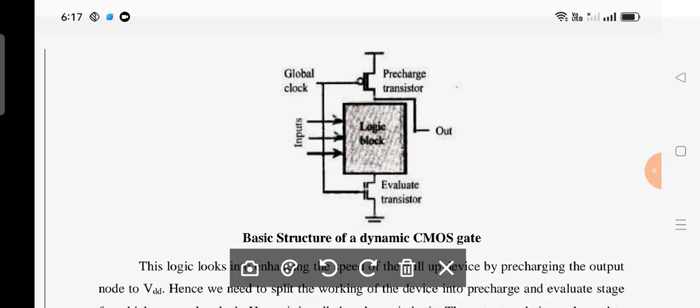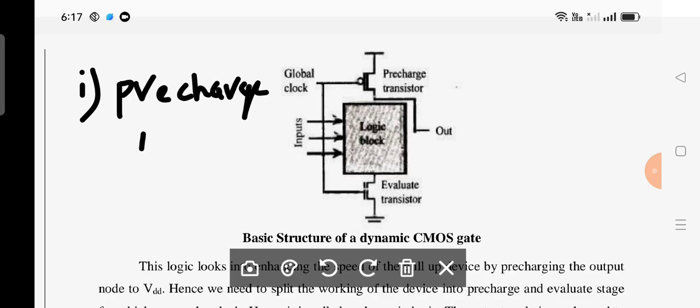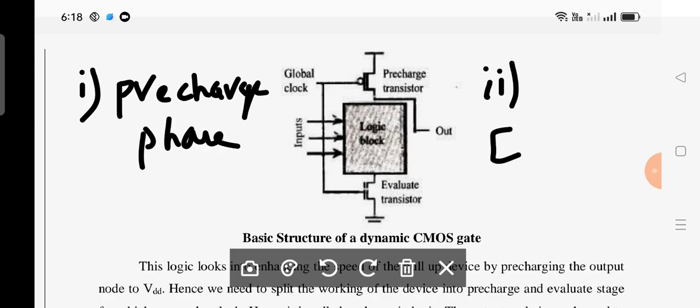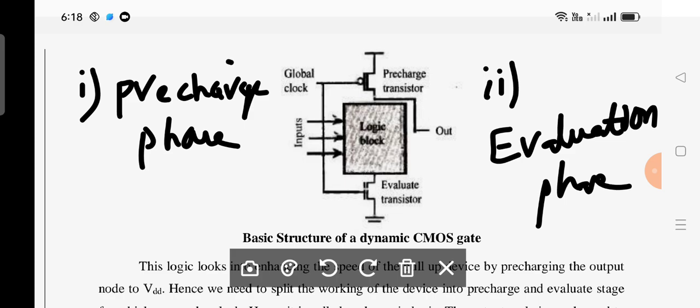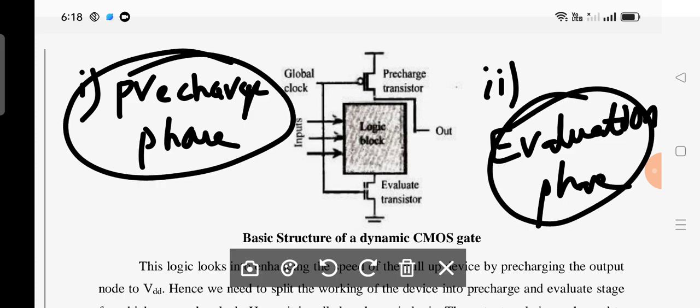Now first of all, you understood this is a pre-charge transistor. Why are we calling this one a pre-charge and why are we calling this one an evaluate? Based on these two, we have two phases here. Phase number 1 we can call the pre-charge phase, and the second one we can call the evaluation phase. What is that? Evaluation phase. Is it okay? Now first of all we'll talk about the pre-charge phase, later we will discuss the evaluation phase.